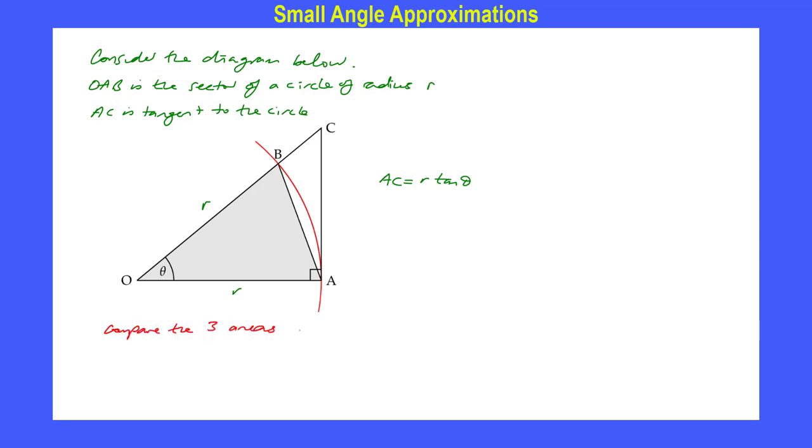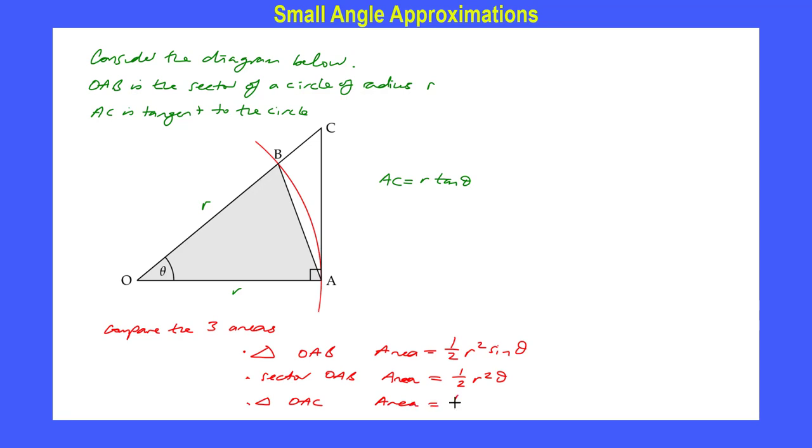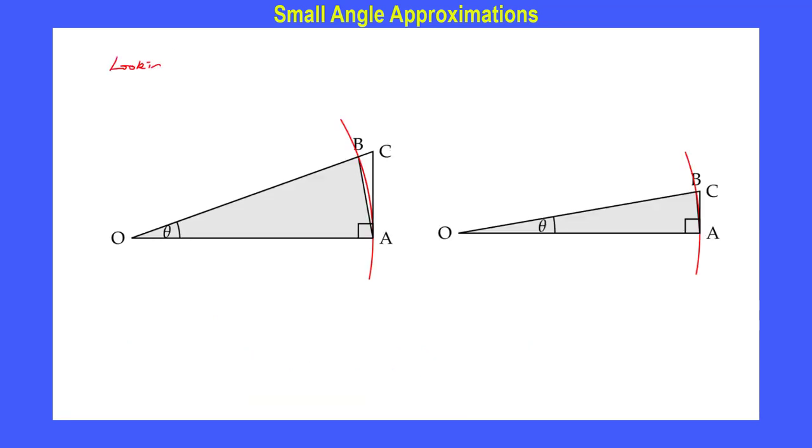Now we're going to look at three different areas. The shaded triangle OAB, the area of that is half r squared sine theta, using our trig rule for calculating the area of a triangle. The area of the sector is half r squared theta, using our rule for radians. And the big triangle, half base times height, so the area of that is going to be half r times r tan theta, which is half r squared tan theta.